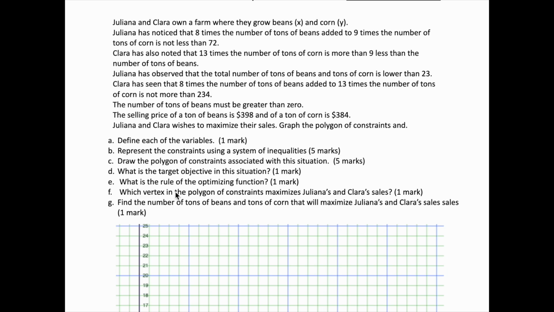F. Which vertex in the polygon of constraints maximizes Juliana's and Clara's sales? G. Find the number of tons of beans and tons of corn that will maximize Juliana and Clara's sales.